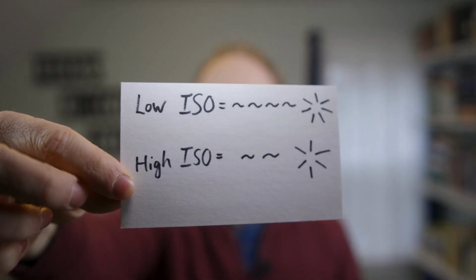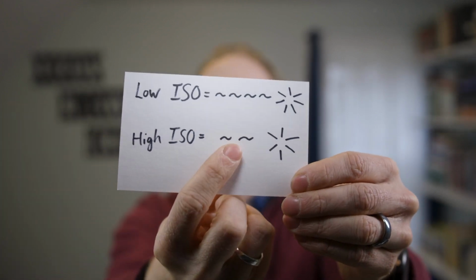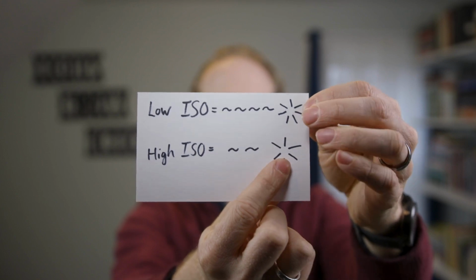Let's go at it this way. The more sensitive the pixel is to light, the less light it takes to achieve a specific exposure or brightness. Think of it like a trigger mechanism on something. The more sensitive the trigger is, the less pressure it takes to release the chain reaction. Same here. The more sensitive the pixel, the less light it takes to brighten that pixel.